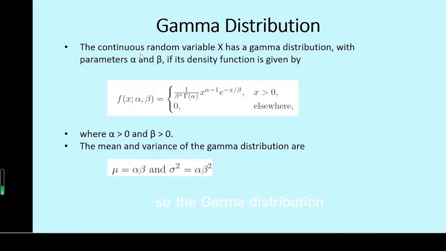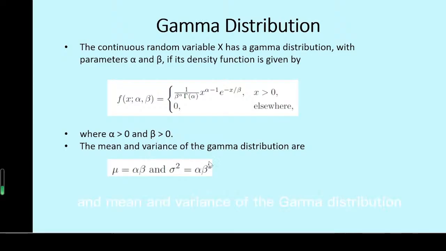So the gamma distribution has its density function f(x; alpha, beta), where x is a gamma random variable and alpha and beta are parameters, equals 1 divided by beta to the power alpha times Gamma(alpha). This is the gamma function, right? Then times x to the power alpha minus 1, times e to the power of minus x divided by beta. Both alpha and beta are positive numbers.